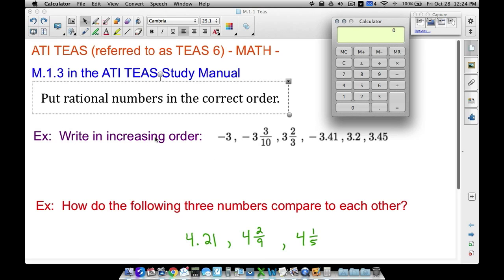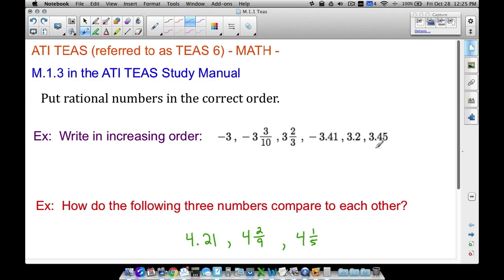We want to write these numbers here in increasing order. Increasing means we want to go from smallest to biggest. What I like to do when I'm messing with these numbers, I have some integers, some mixed numbers, and some decimals, is convert them all to decimals, and I like to think about money. That's how I like to relate these.